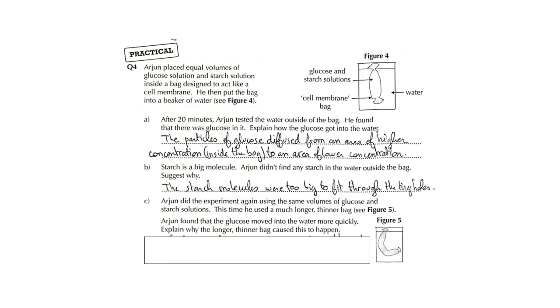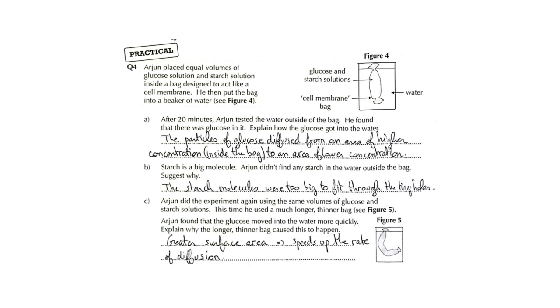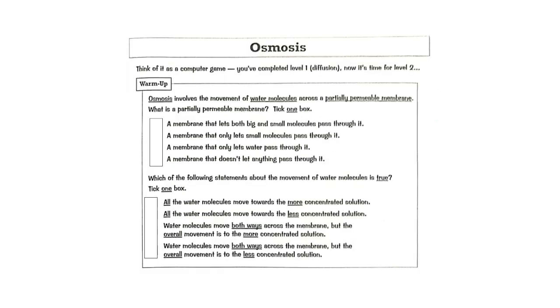Arjun did the experiment again using the same volumes of glucose and starch solution. This time he used a much longer, thinner bag. Arjun found that the glucose moved into the water more quickly. Why? If you have a greater surface area and a thinner bag, the diffusion is going to happen faster because you have a smaller diffusion pathway and a higher surface area.